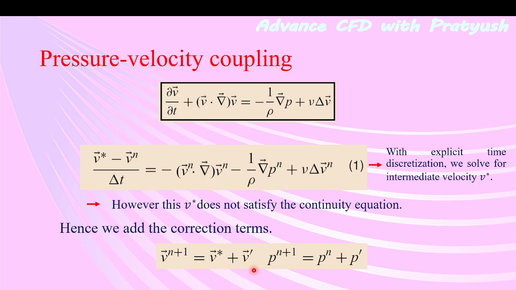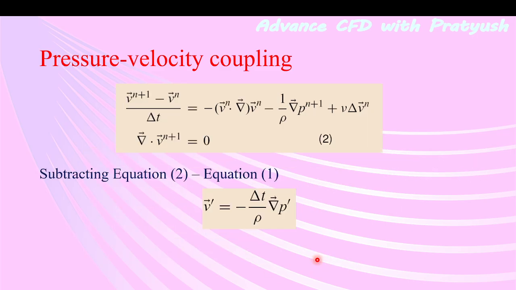Suppose we correct this V star by V dash and we correct P n by P dash, then we will get the accurate velocity and accurate pressure. So suppose V star, V dash and P dash are the corrected velocity and corrected pressure. The idea is that V star follows the momentum equation. We correct it by V dash, and after the correction we get the accurate velocity, and similarly after correcting the pressure we get the accurate pressure.